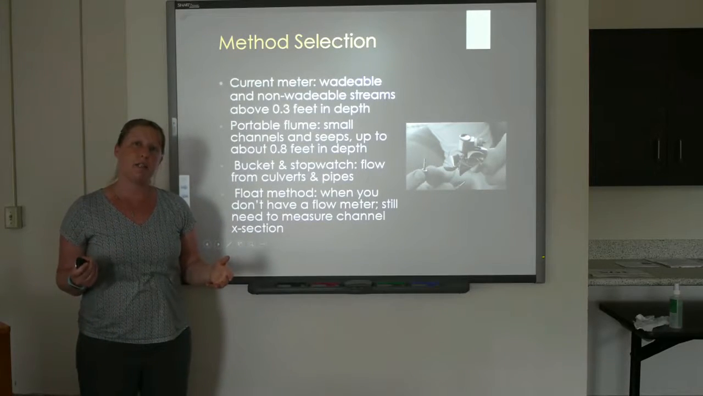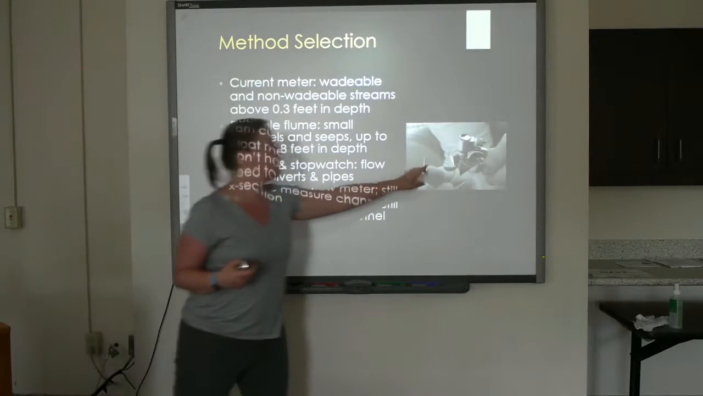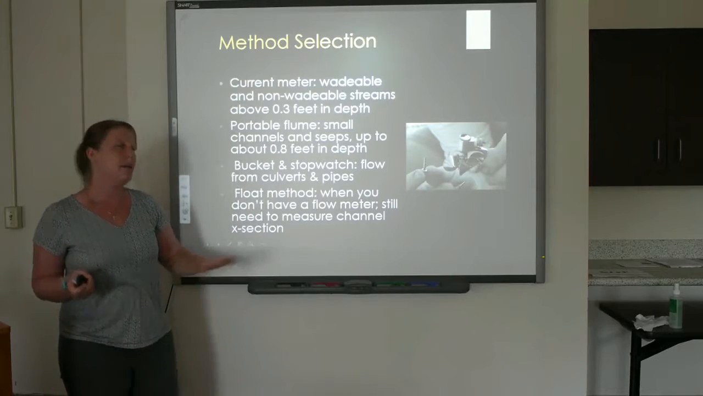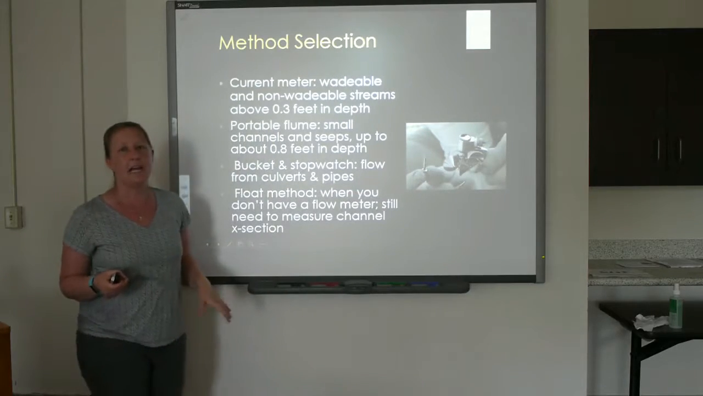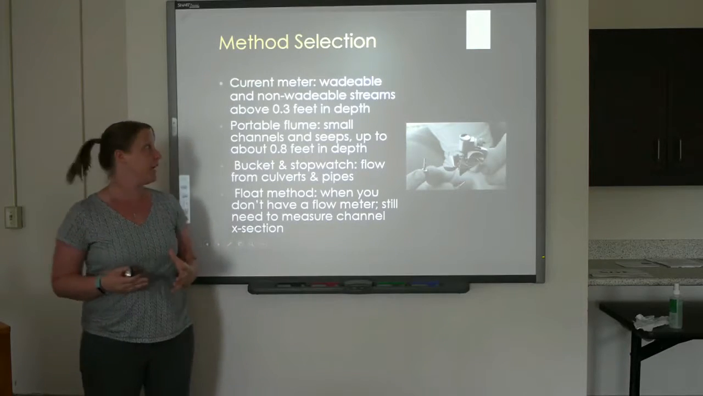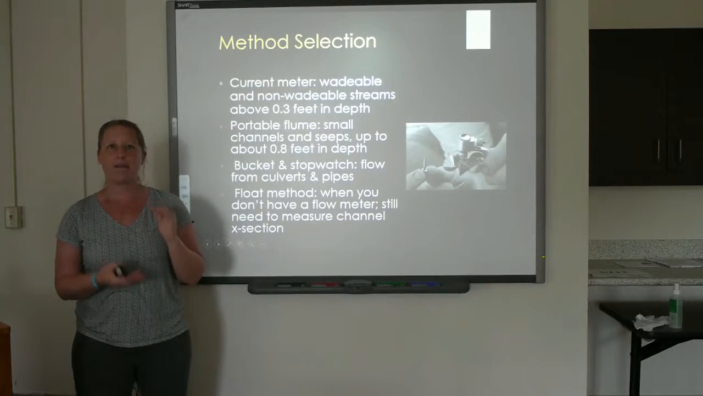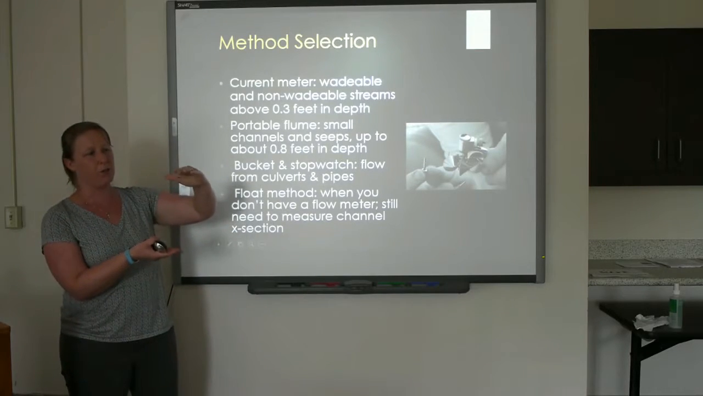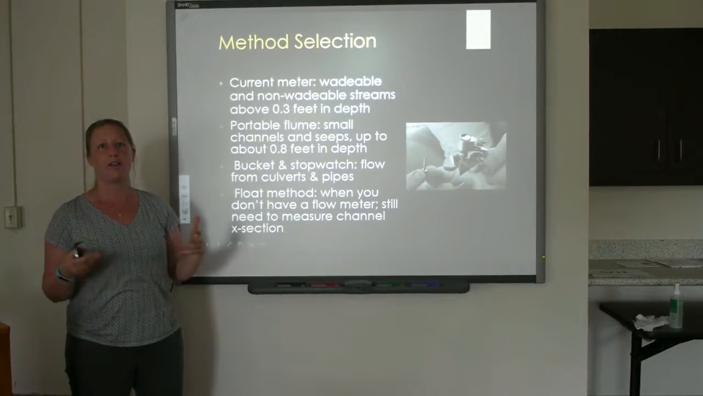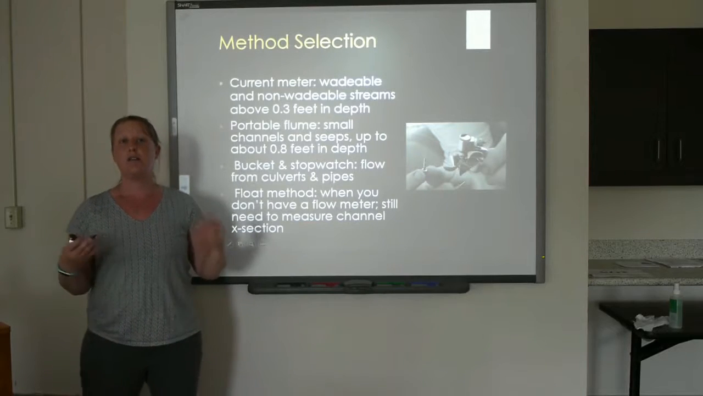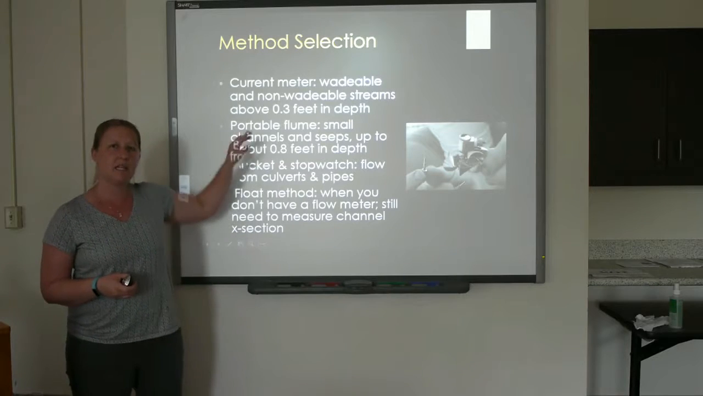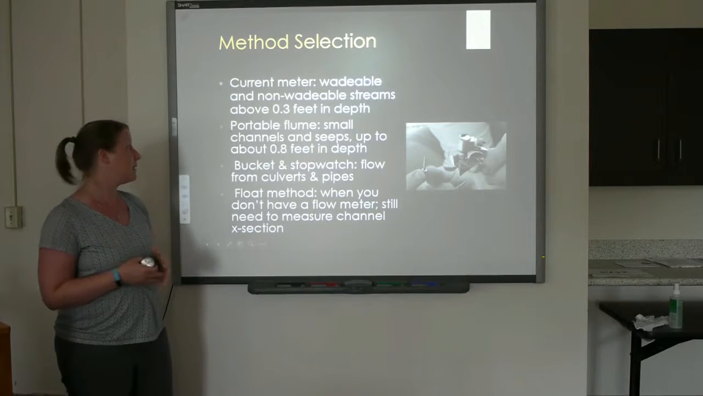Some of the current meters that are mechanical, like this where it has to spin, if the flow velocity is too low, this may not spin, and in that case you need to move to a different method. Portable flumes are great for small channels up to about 0.8 feet in depth. But because the portable flumes are only about this tall, you can't use them in deeper water or water courses where there's enough water to overtop that. We'll talk more about using these in a little while, but typically these are the best for small water bodies.